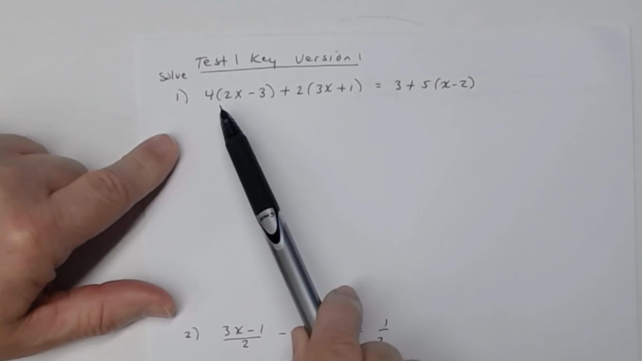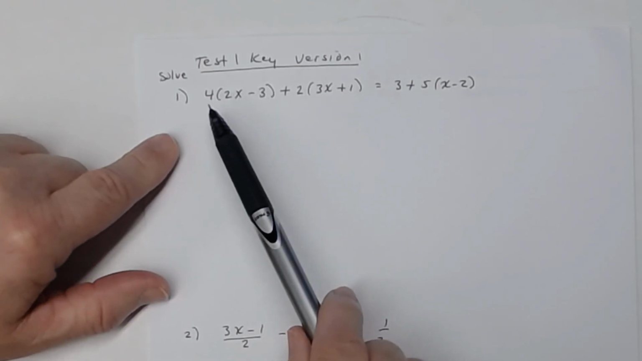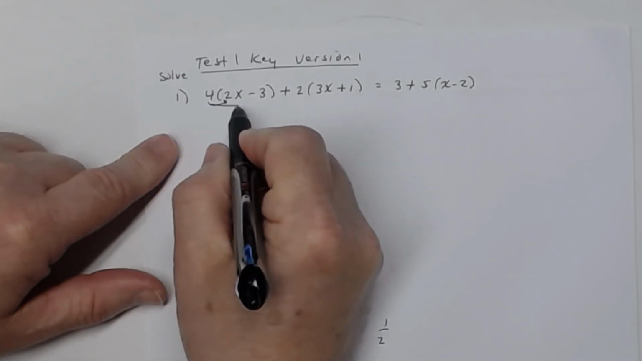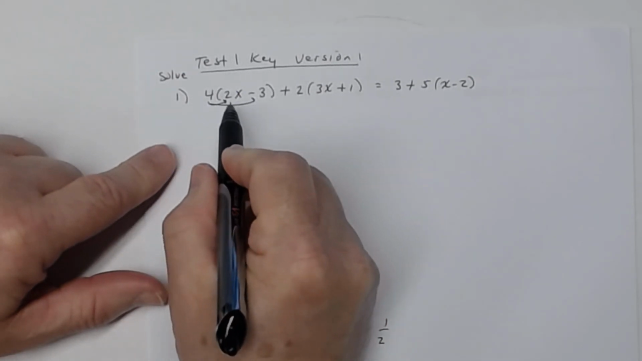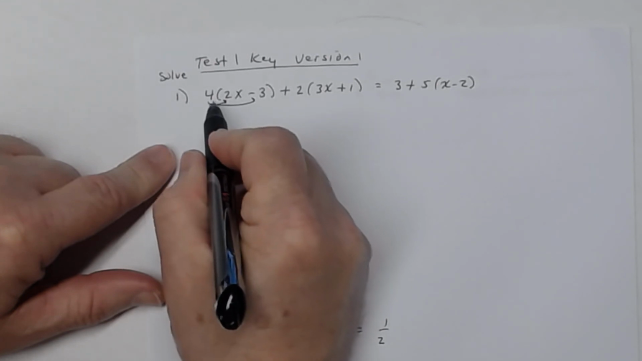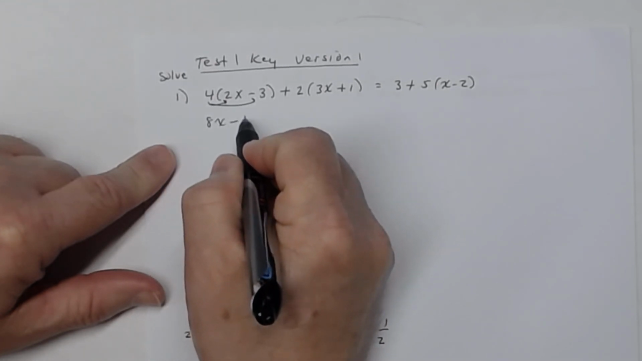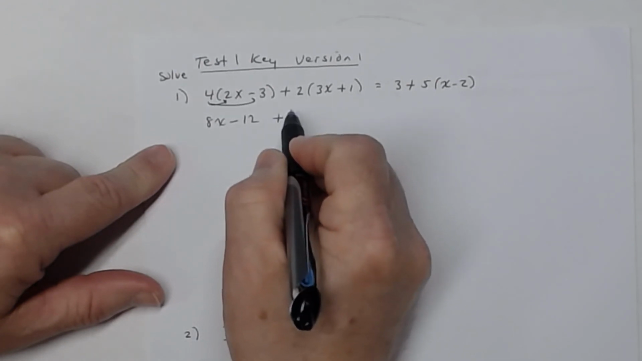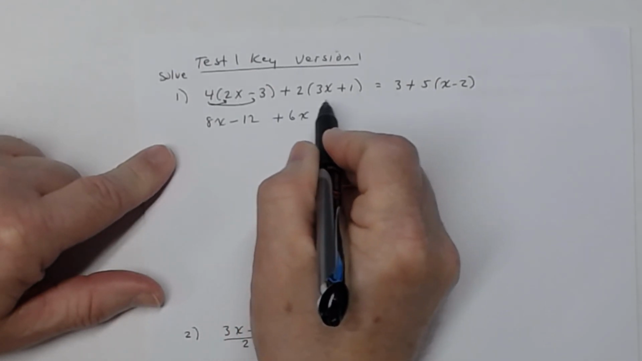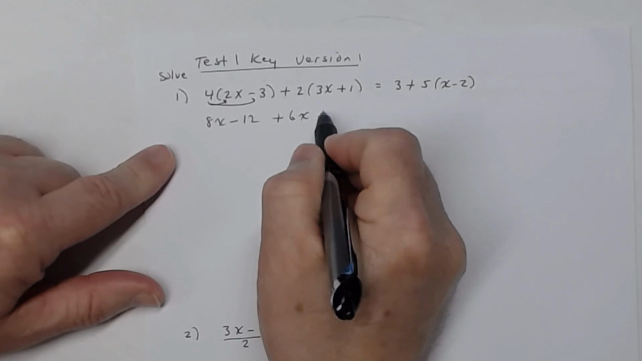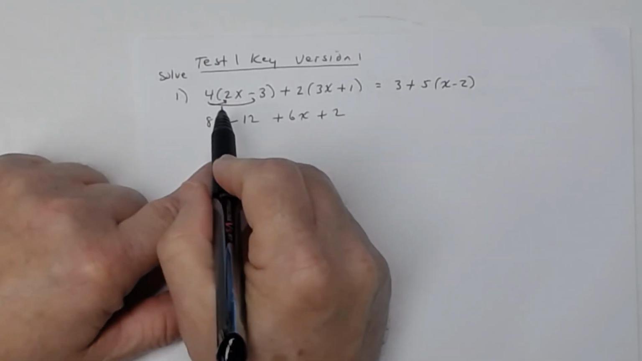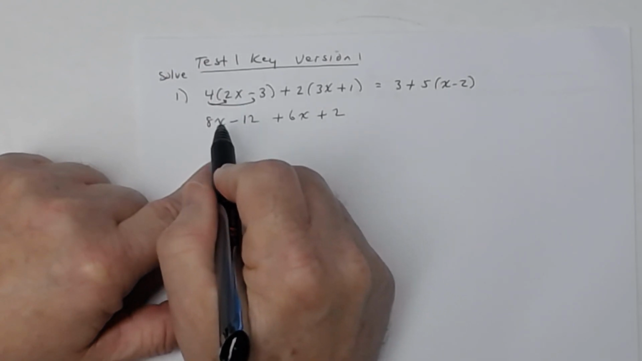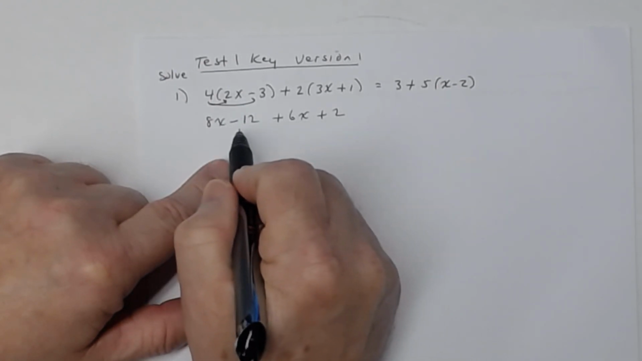Okay, so in each of these cases, though, you want to get rid of the parentheses, and we're going to do that by using the distributive property. And so when I use the distributive property, I get 4 times 2x is 8x. 4 times a negative 3 is a negative 12. A positive 2 times 3x is 6x. And a positive 2 times a positive 1 is a positive 2. So on the left-hand side, I can rewrite these two sets of expressions as these four terms.